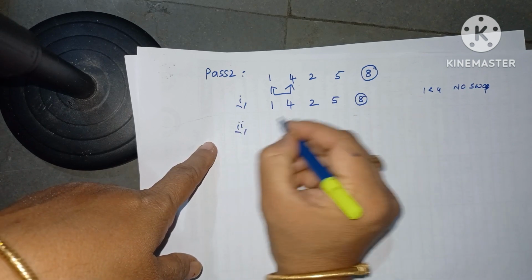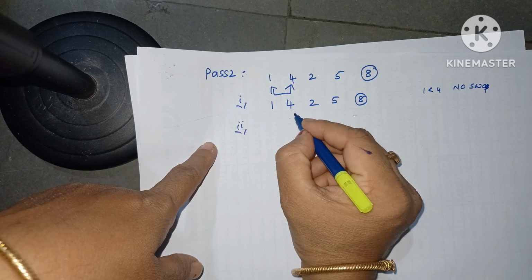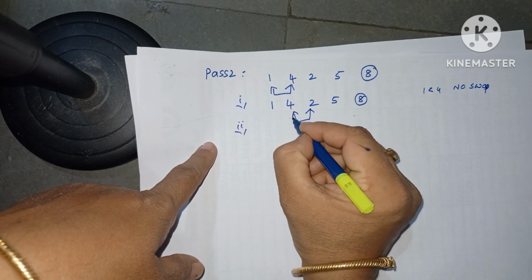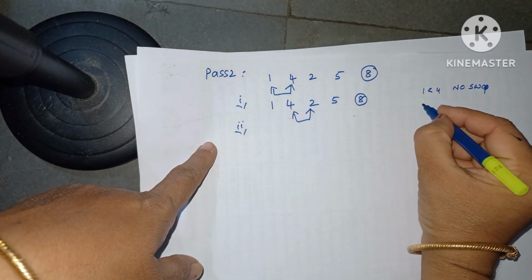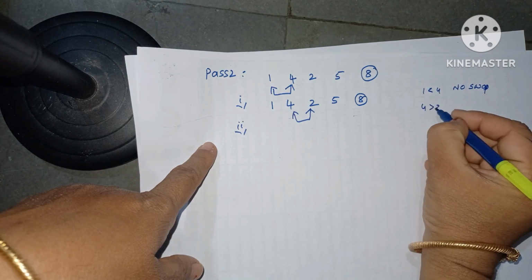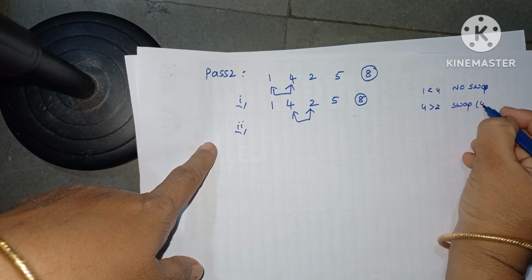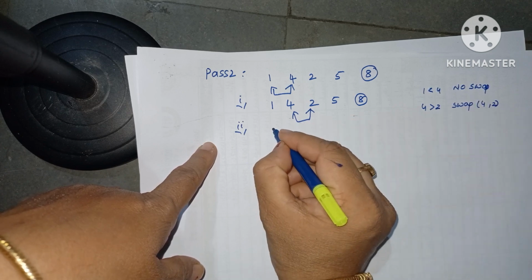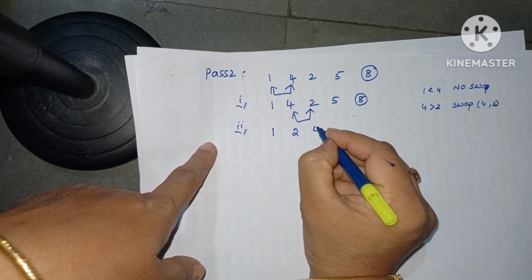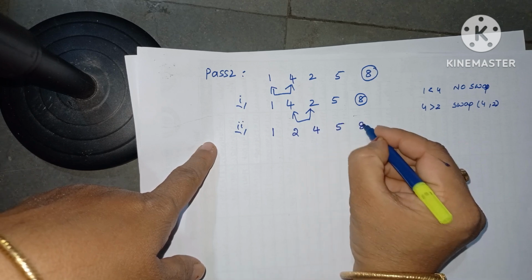Next, the second step. In the second step we have to compare these two values, 4 and 2. The first element is greater than the second element, so we have to swap it. Swap 4, 2. That means 1, 2, 4, 5, 8.